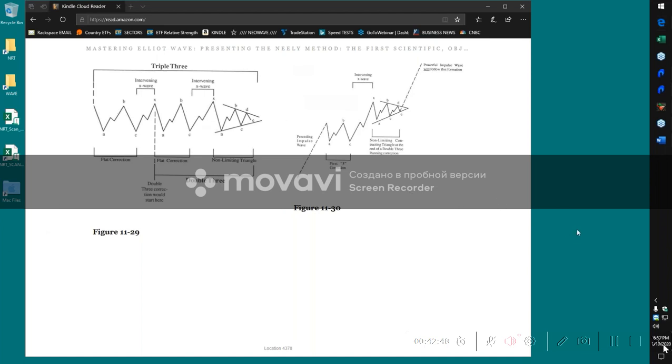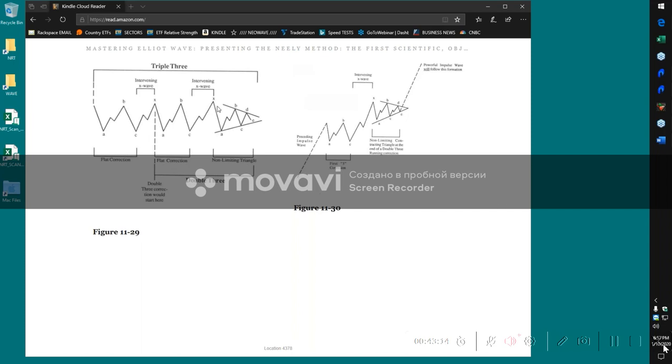Getting some questions again. Let's see. Is a running triangle generally a continuation pattern? Yes, because if it's not a continuation pattern, that means it's a terminal, not a triangle. So how do you tell the difference between the two? This is very important, and it has to do with observing the violentness of the market.